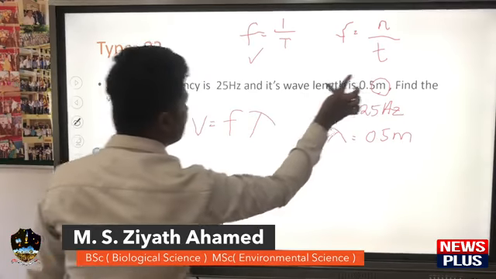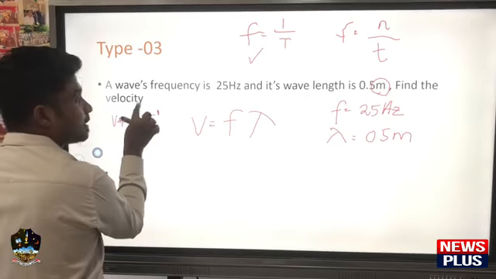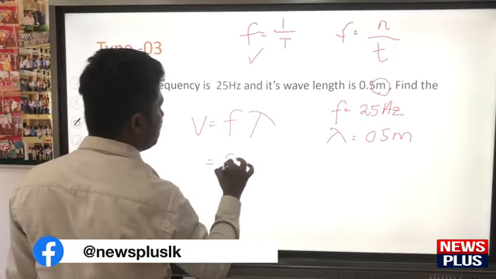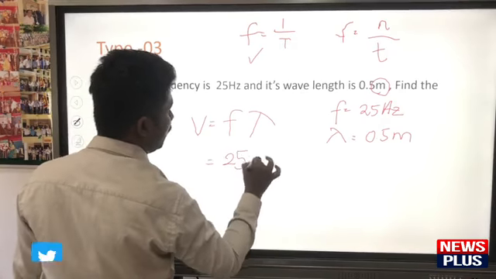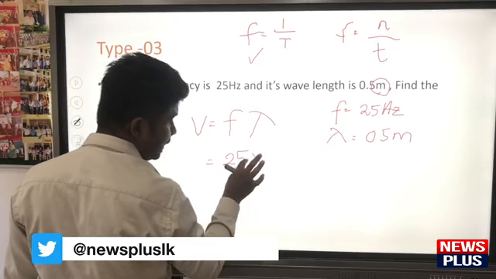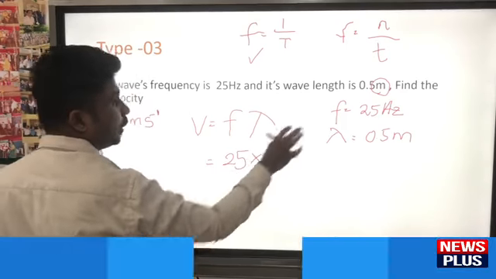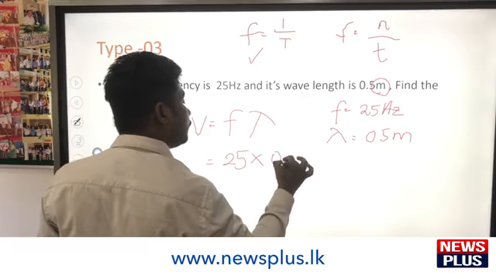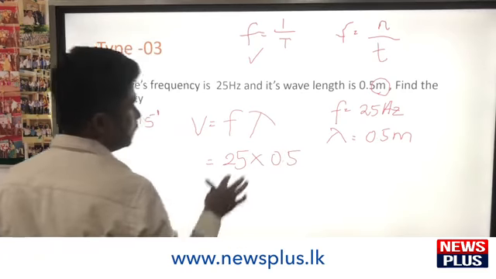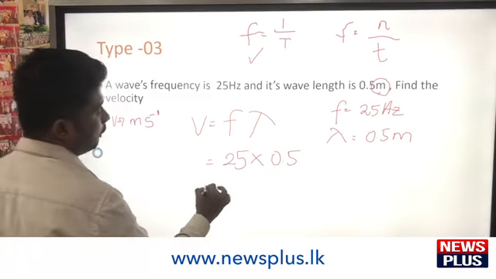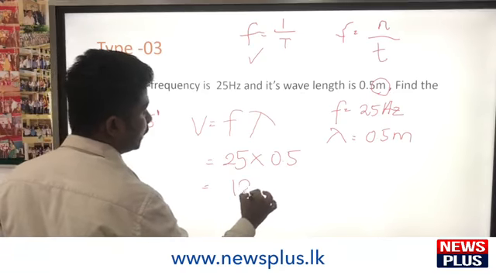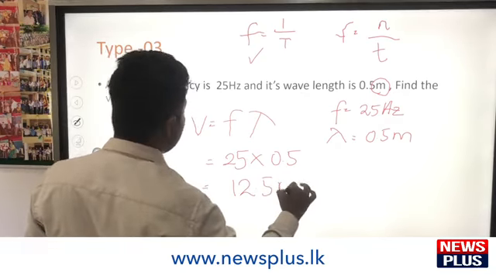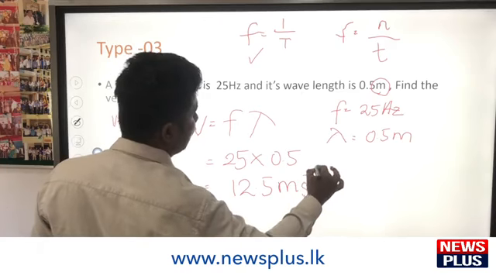Very simple. What is asked? Velocity or speed. V is equal to F, which is 25, into lambda, which is 0.5. You don't need to put the unit here. So 25 into half is 12.5, and this is given in ms minus 1.